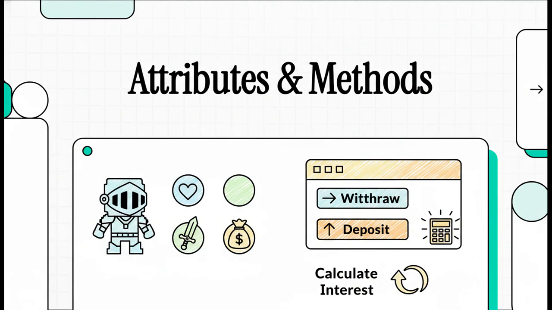Hey everyone, welcome back. Today, we're going to break down two ideas that are, no joke, the absolute bedrock of how most software is built. These concepts let us represent literally anything, from a character in a video game to your bank account right inside a computer. So let's dive into the world of attributes and methods.